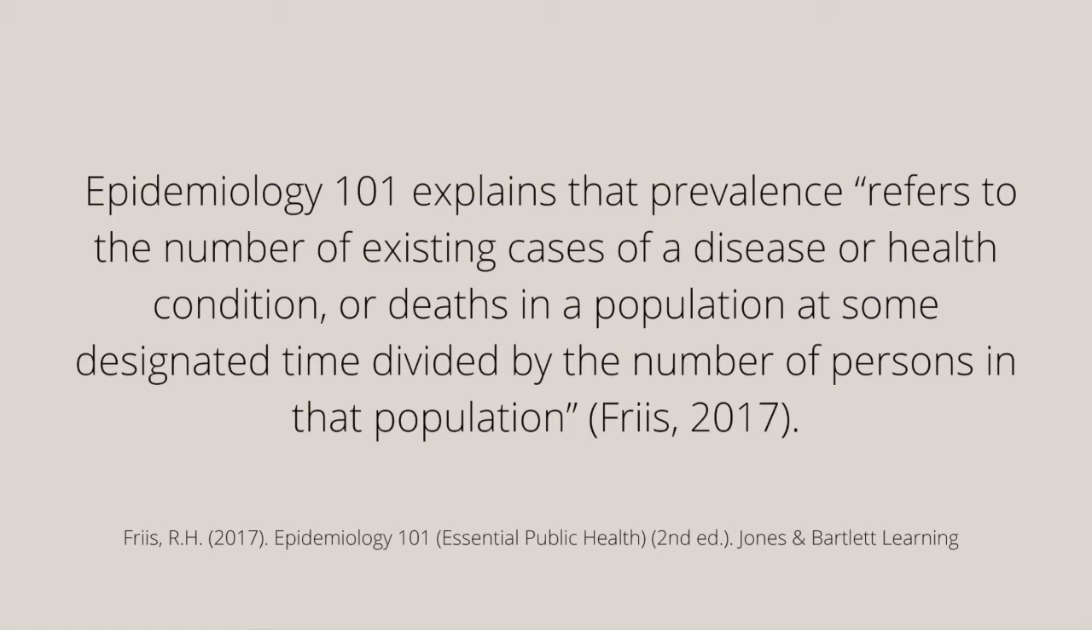Epidemiology 101 explains that prevalence refers to the number of existing cases of a disease or health condition, or deaths in a population at some designated time, divided by the number of persons in that population. This measurement is used to describe the scope or amount of a disease, also referred to as the burden of disease in a population. Incidence, on the other hand, refers to the number of new cases of diseases or health conditions in a population at a certain period.